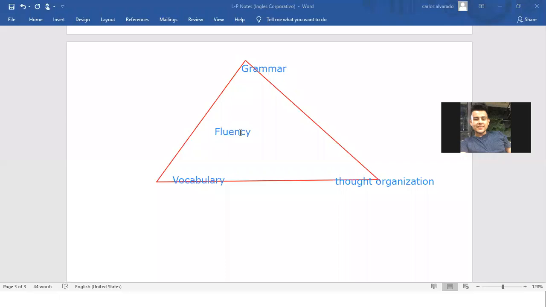Ya veo. Está bien, ¿verdad? Eso no es malo. Grammar, vocabulary, thought organization. Okay. ¿Qué pasa si yo no tengo los verbs? Si yo no tengo los past participle, no voy a poder completar la estructura. ¿Qué pasa si tengo todo el vocabulario del mundo, pero no tengo la estructura? Tampoco voy a poder hablar. ¿Y qué pasa si tengo vocabulary and grammar, pero no tengo thought organization? No voy a poder poner esas cosas juntas. Fluency. Okay. All right, very good.